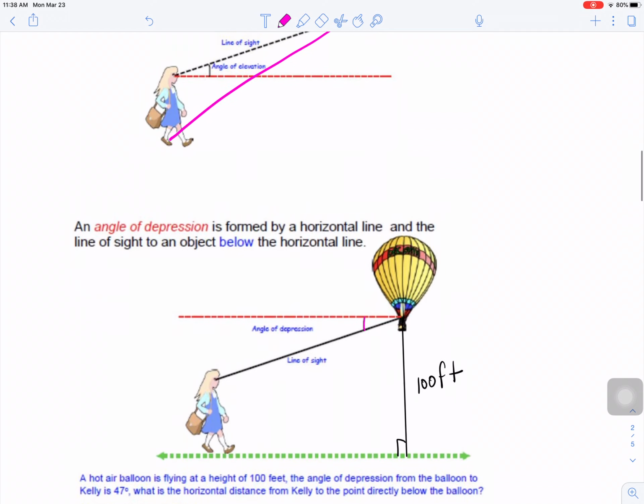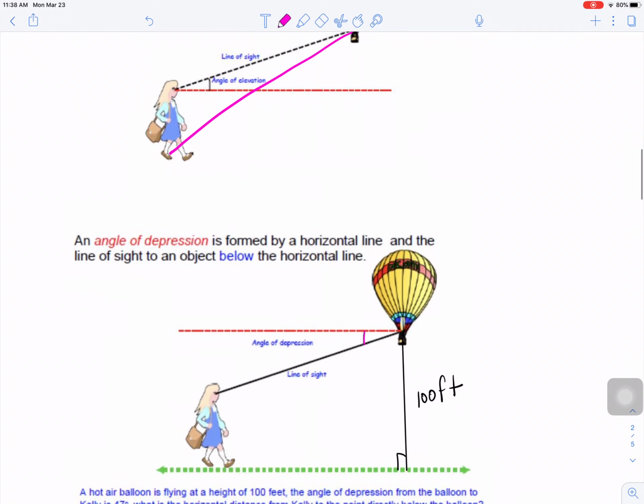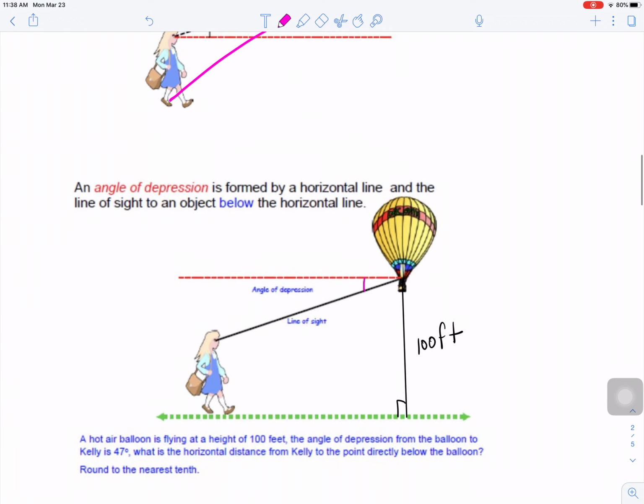Now, let's go back to Goldilocks for a second, because here's the important thing. I want to draw in her normal line of sight. Actually, I'm going to ignore her height, and we're just going to go right to her feet. We're going to say this is the line of the angle of depression, because this problem has an angle of depression. The angle of depression from the balloon to Kelly is 47 degrees. So here's 47 degrees there.